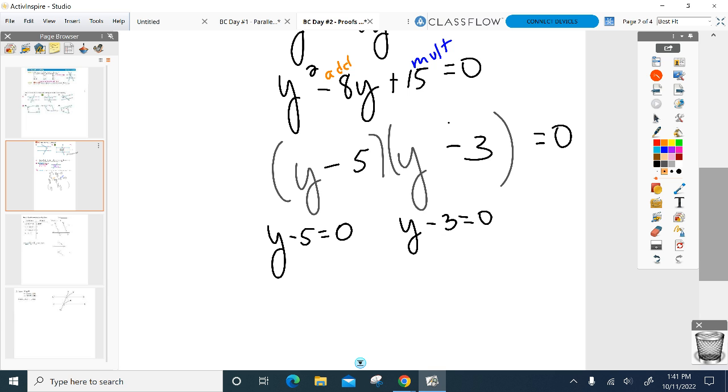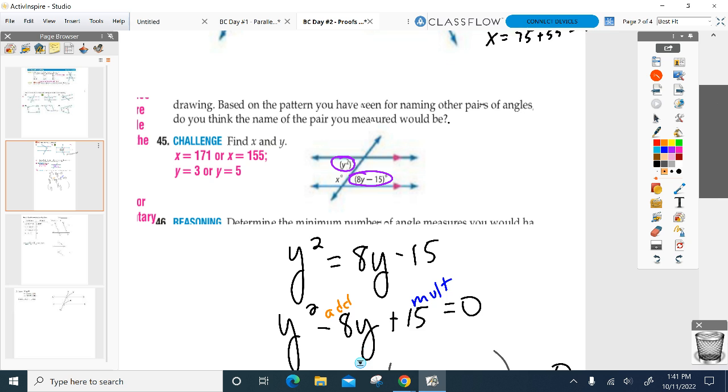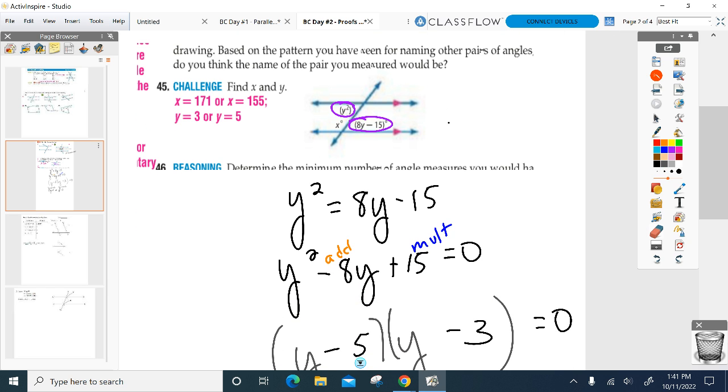So I actually get 2 answers here for y. Y equals positive 5, or it could equal positive 3. Either one. You get 2 values. I wasn't asked for just y, though. What other variable did I need? X. So what I need to do is take each of those y values.